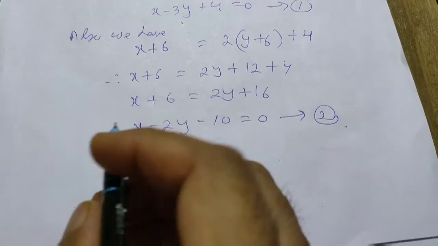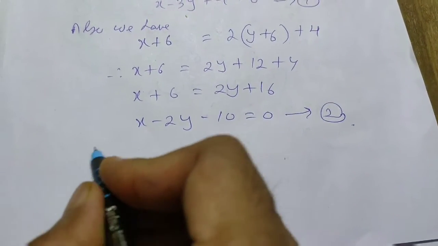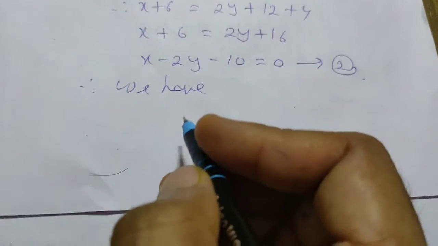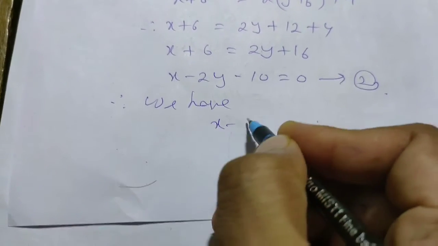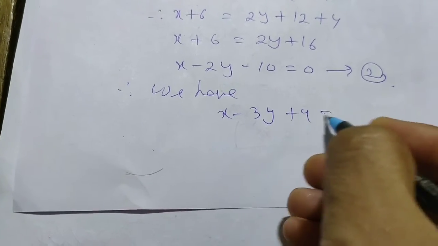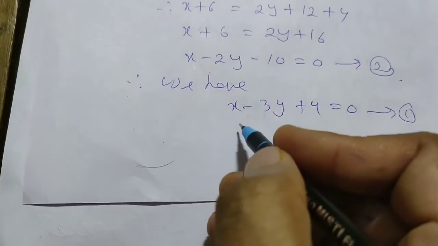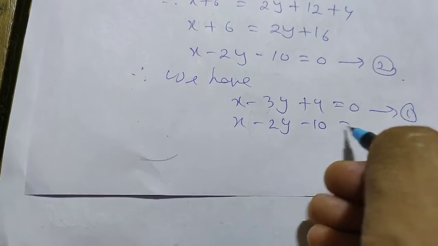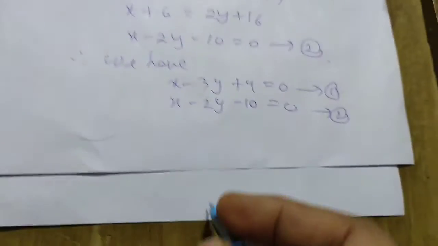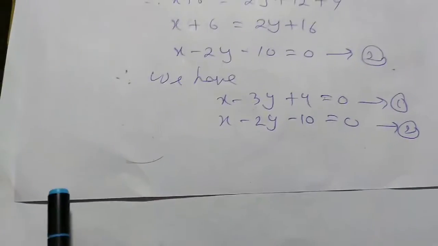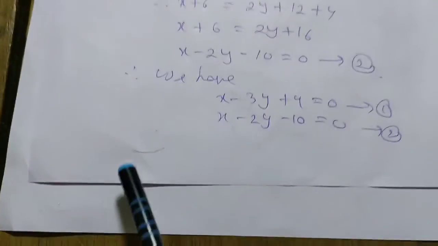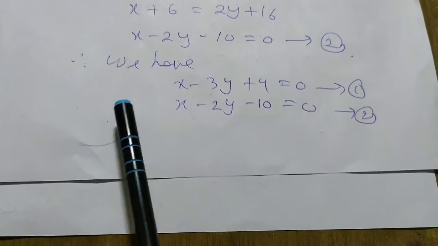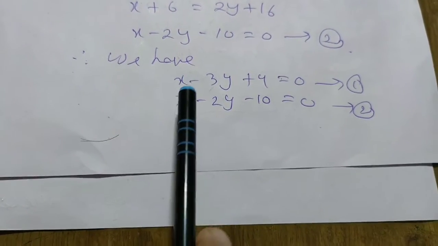Now solving 1 and 2. We'll solve it by the method of elimination. Therefore let us write down both the equations. x minus 3y plus 4 equal to 0 is our equation number 1. Equation number 2 is x minus 2y minus 10 equal to 0. Now we are solving by the method of elimination, and you can see that in both the equations the coefficient of x are equal.